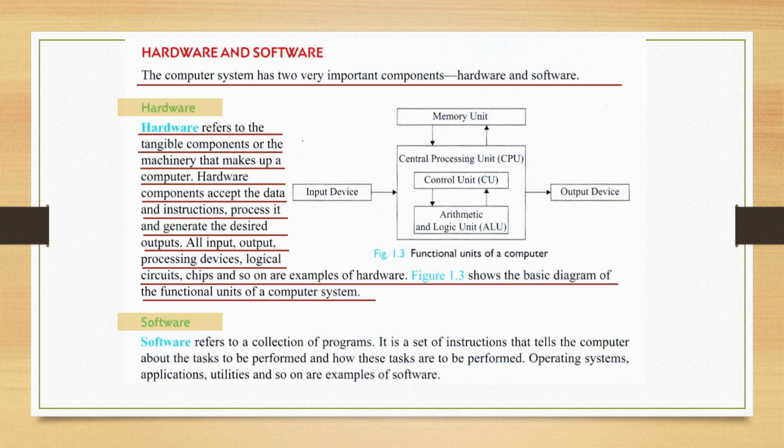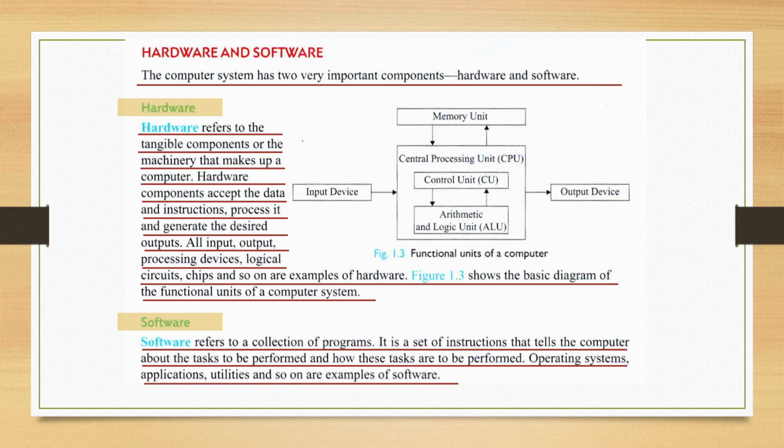Software. Software refers to a collection of programs. It is a set of instructions and tells the computer about the tasks to be performed and how these tasks are to be performed. Operating systems, applications, utilities, and so on are examples of software.